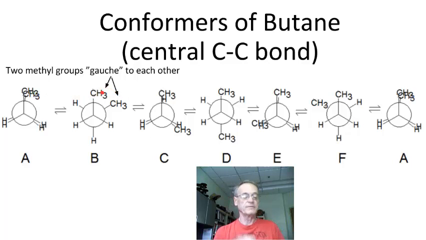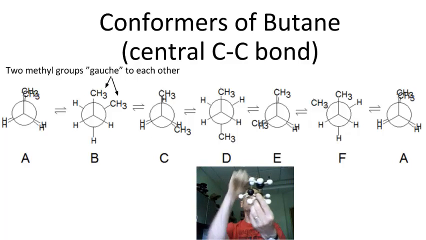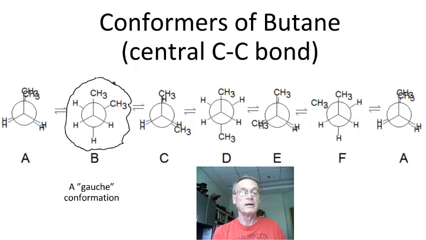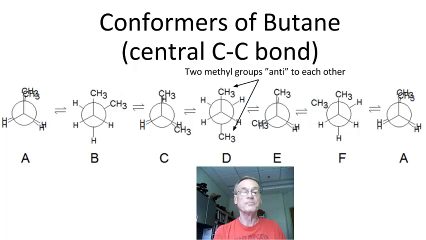These two methyl groups, if they're skewed off from each other by 60 degrees in the dihedral angle, that's referred to as gauche, G-A-U-C-H-E. Now it's actually a French word meaning left, like left versus right. Not sure why that's applied to this situation, but it is, and it's pronounced gauche. So any two groups that have a dihedral angle of 60 degrees are called gauche. And so this is sometimes referred to as a gauche conformation. Again, slightly different meanings of the word gauche. It can refer to the relationship between two groups, or it can refer to the whole conformation.